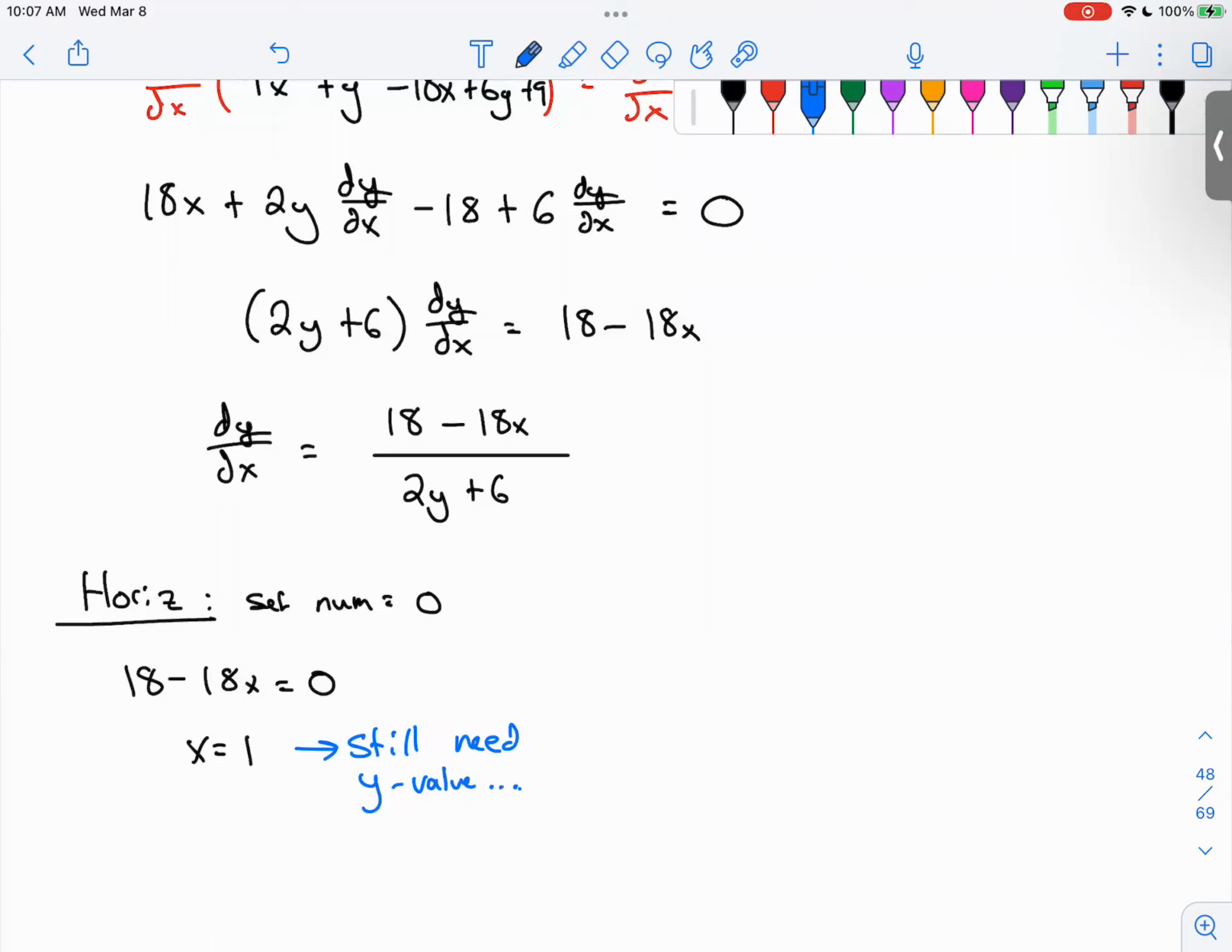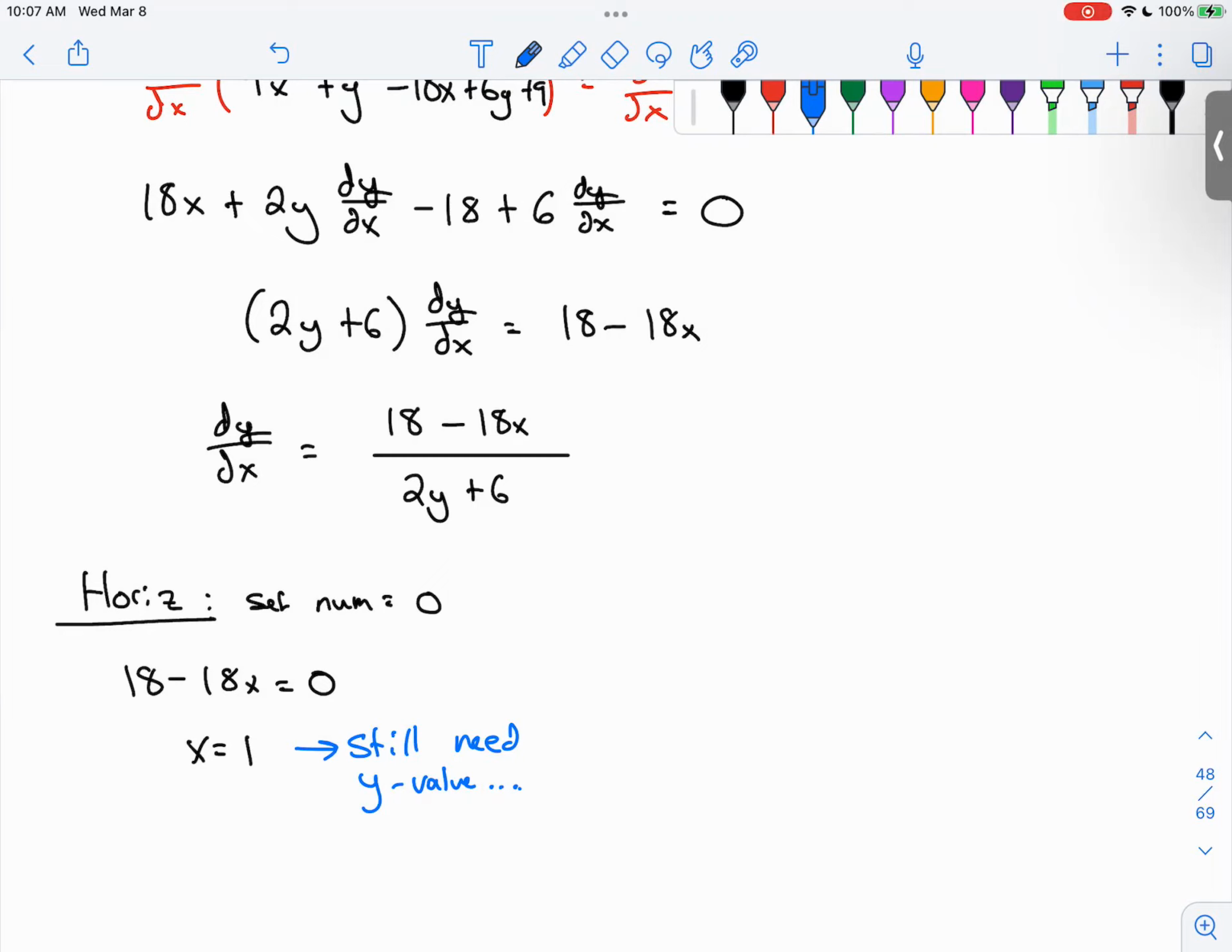How would I find the y value? How would I find this magic y value? Plug it into where? The original equation. Let's think about y. There you go. Man, I'm hilarious.